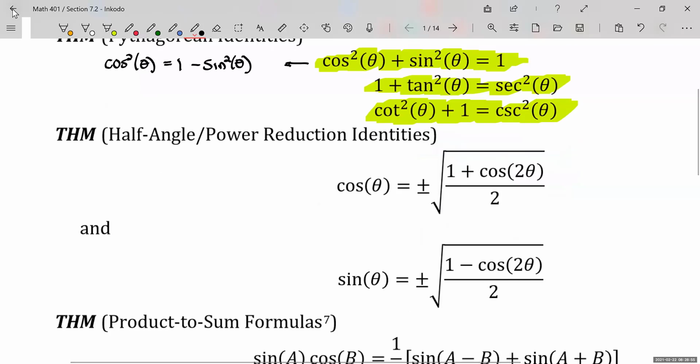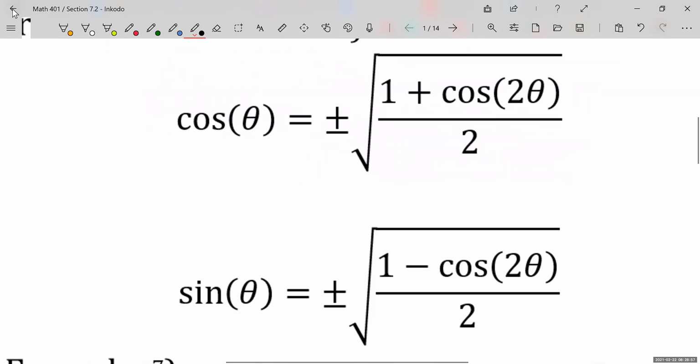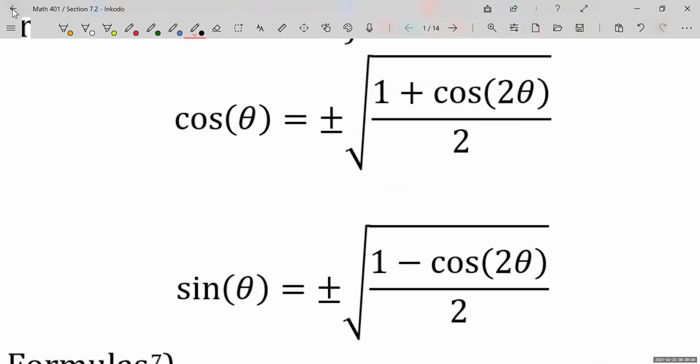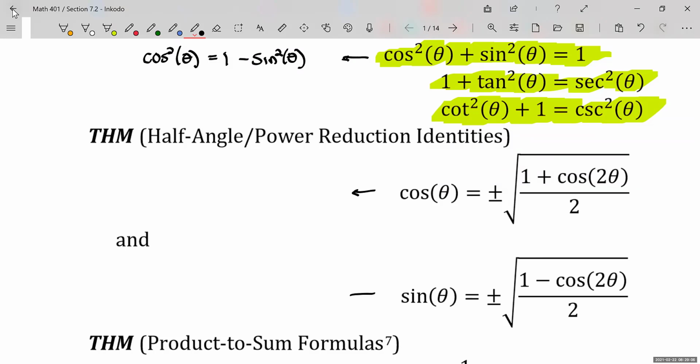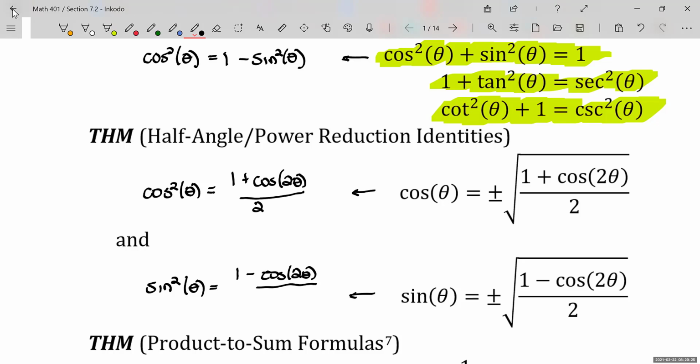Then the other ones that you're going to have to remember are the half angle identities, or what some people call the power reduction identities. They're called the power reduction identities because if you square both sides of these, you'll get cosine squared of theta is the same thing as 1 plus cosine of 2 theta, all over 2. It reduces the power, right? That's why we call it power reduction. And then the sine squared of theta is 1 minus the cosine of 2 theta, all over 2. You should also remember your double angle identities, but that's not going to be critical for us right now. But these are kind of the main ones you have to have in your bag of tricks.